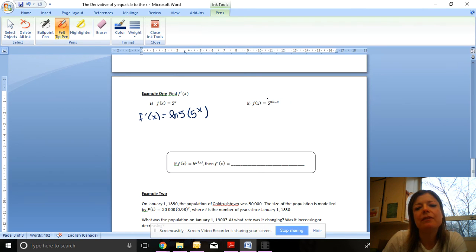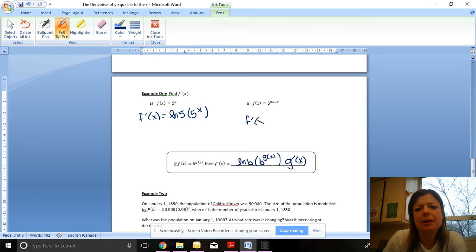So if you have b to the power g of x, then the derivative is going to be, you still have ln b, then you have b to the g of x, so you leave that function the same, times g prime of x. So you take the ln of the base, then you keep this exponential part the same, and then multiply it by the derivative of the exponent.